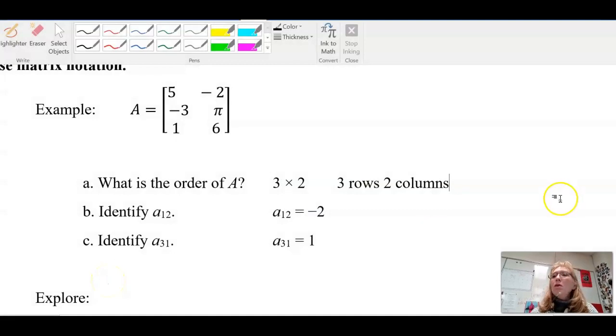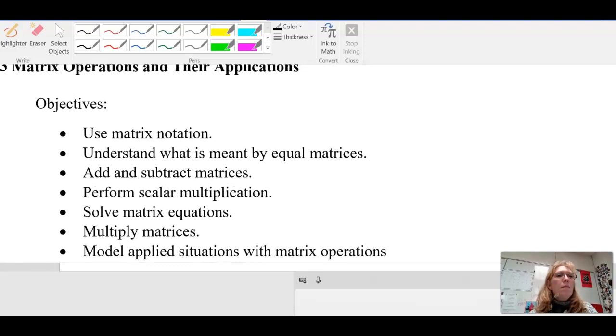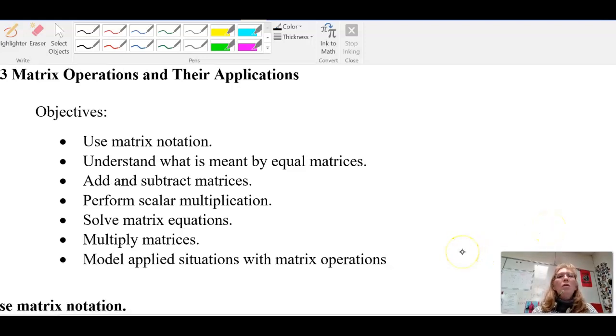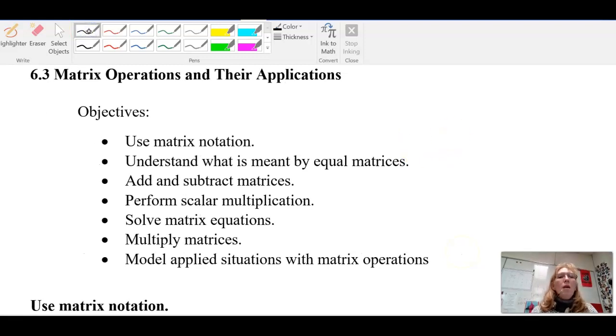Alright, when we are doing matrix operations here, let's see if we can get this to move where we need it to move. There we go. Okay, we're going to use matrix notation, how it works. We're going to check when matrices are equal. We're going to add and subtract, do scalar multiplication, kind of like what you did in geometry. Solve matrix equations. We're going to multiply them. This one here is the most difficult, so make sure you're paying good attention there and taking great notes.